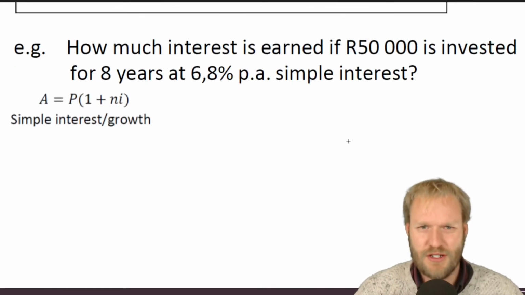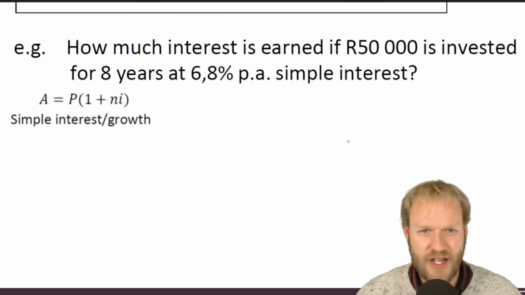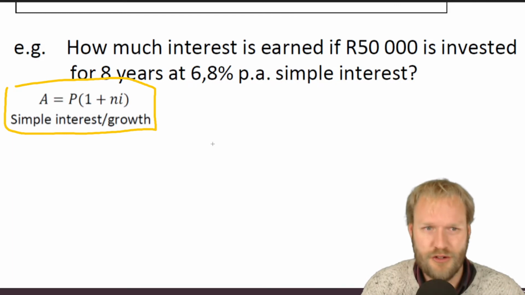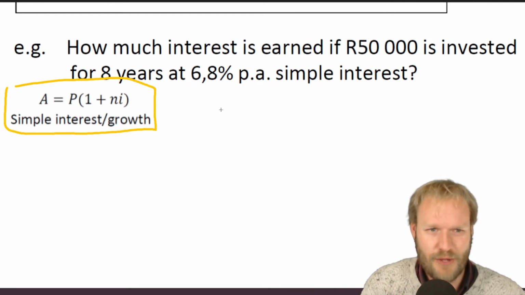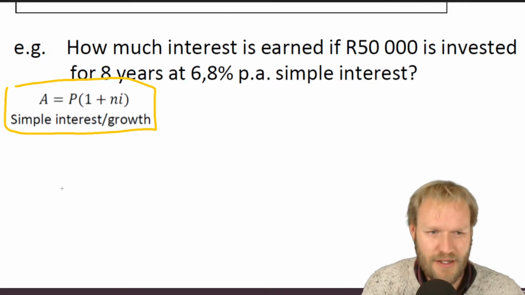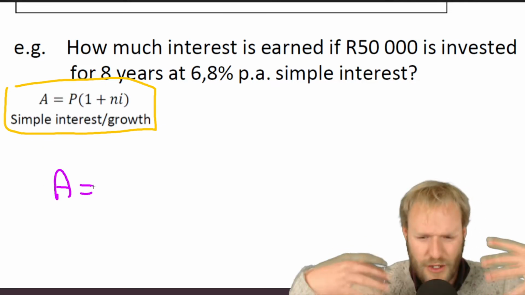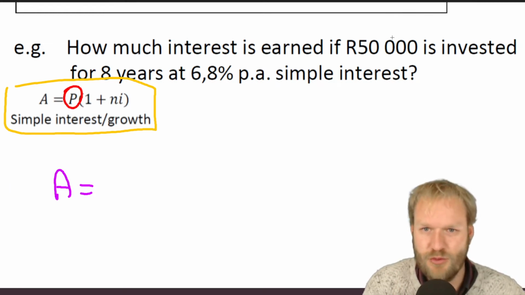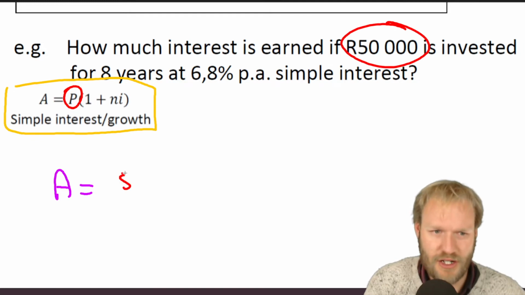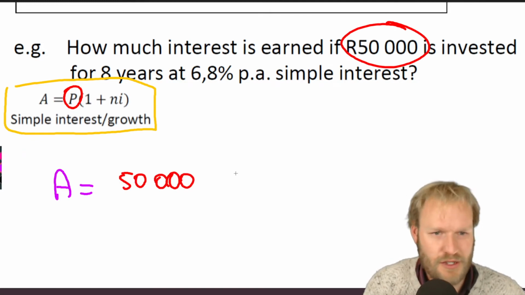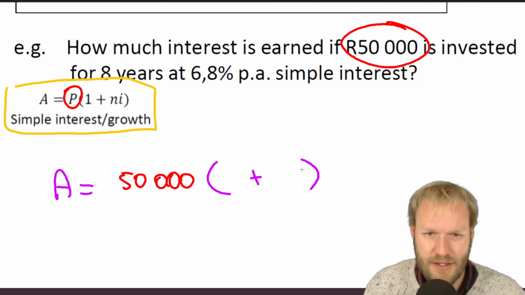How much interest is earned if 50,000 Rand is invested for 8 years at 6.8% per annum, simple interest? Okay, so let me get you into this. Here is our new favorite formula, and we need to just put all the information we're given into the formula. So A is what it accrues to, what it builds up to. P is the principal amount. So how much did we initially put in? Well, we initially put in 50,000 Rand.